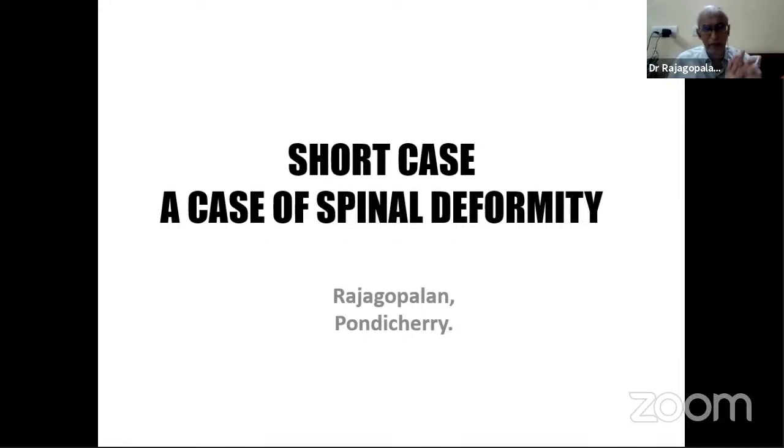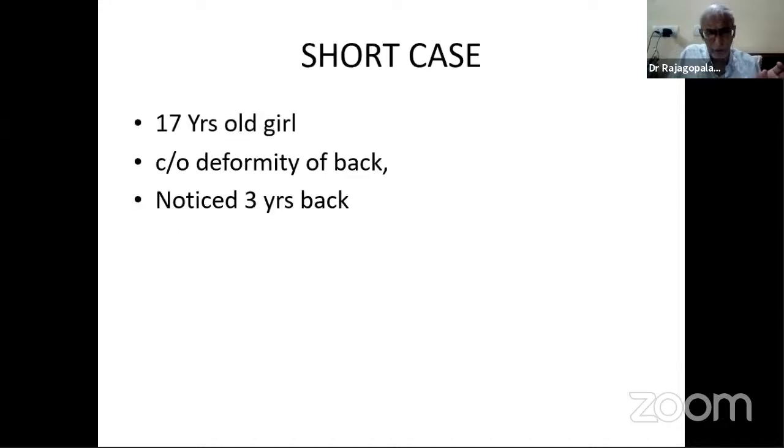If we had a patient with us and you are examining, it may be totally different, but I am trying to stick as much as possible to that. So let's assume that you have this patient with you and the patient has given this history. You're asking her, how old is she? She says, I'm 17 years old. What's your problem? She says, I have a deformity of the back. When did you know it? 3 years back.